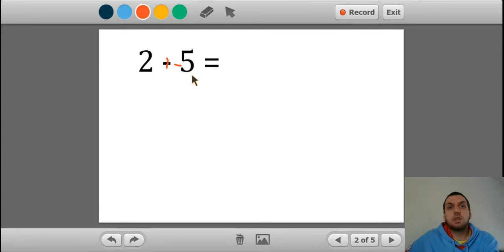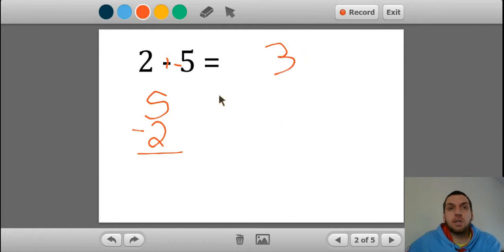We know how to do this because we've added integers before. We have two separate signs, so we're going to subtract, take the larger absolute value minus the smaller. So we now have 5 minus 2. 5 minus 2 is 3. And now we have to look at our sign to see what our sign is for our answer. 2 is positive, 5 is negative. 5 has a greater absolute value, so we take the negative sign and we move it over. So our answer is negative 3. 2 minus 5 is negative 3. 2 plus negative 5 is negative 3. Same thing.